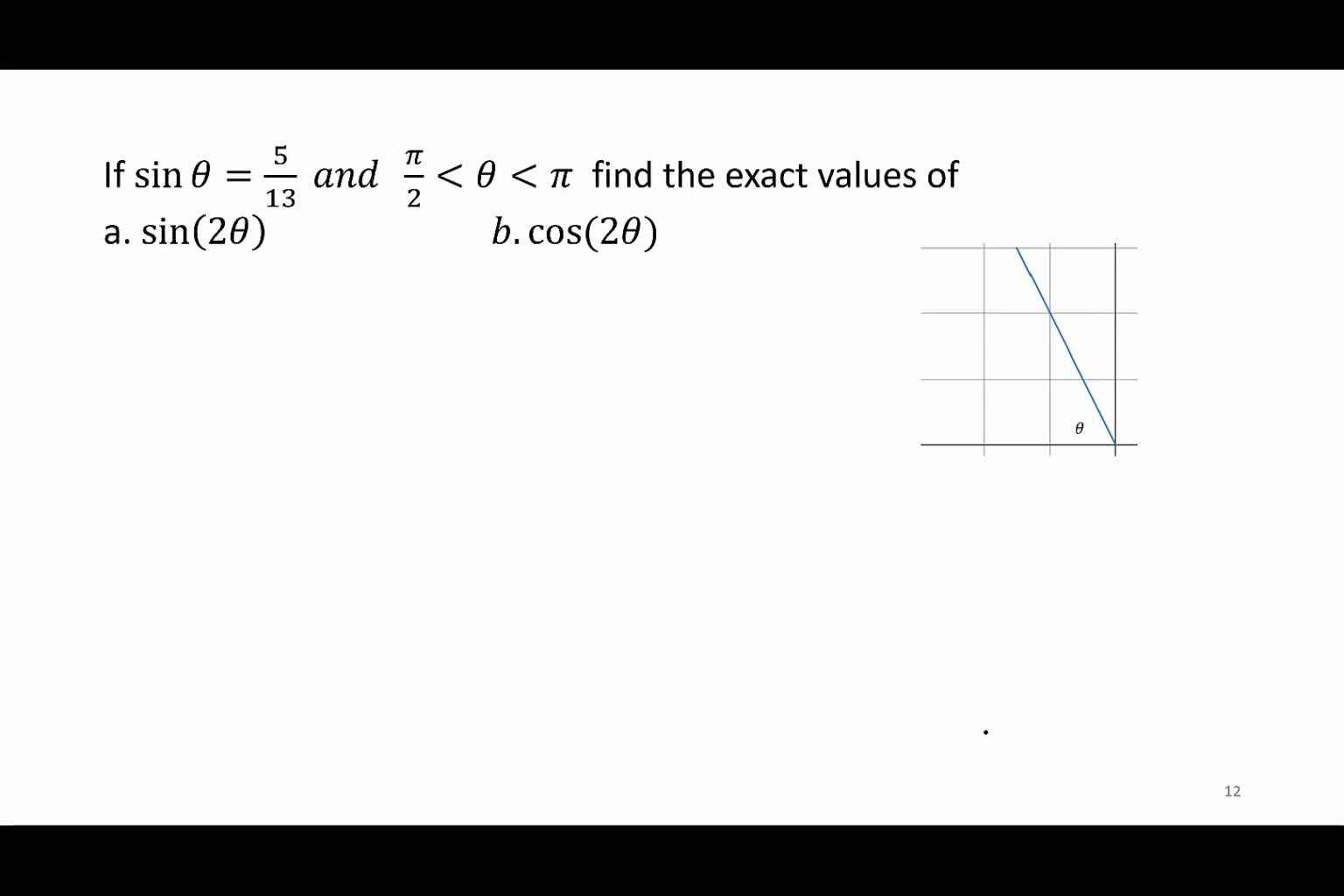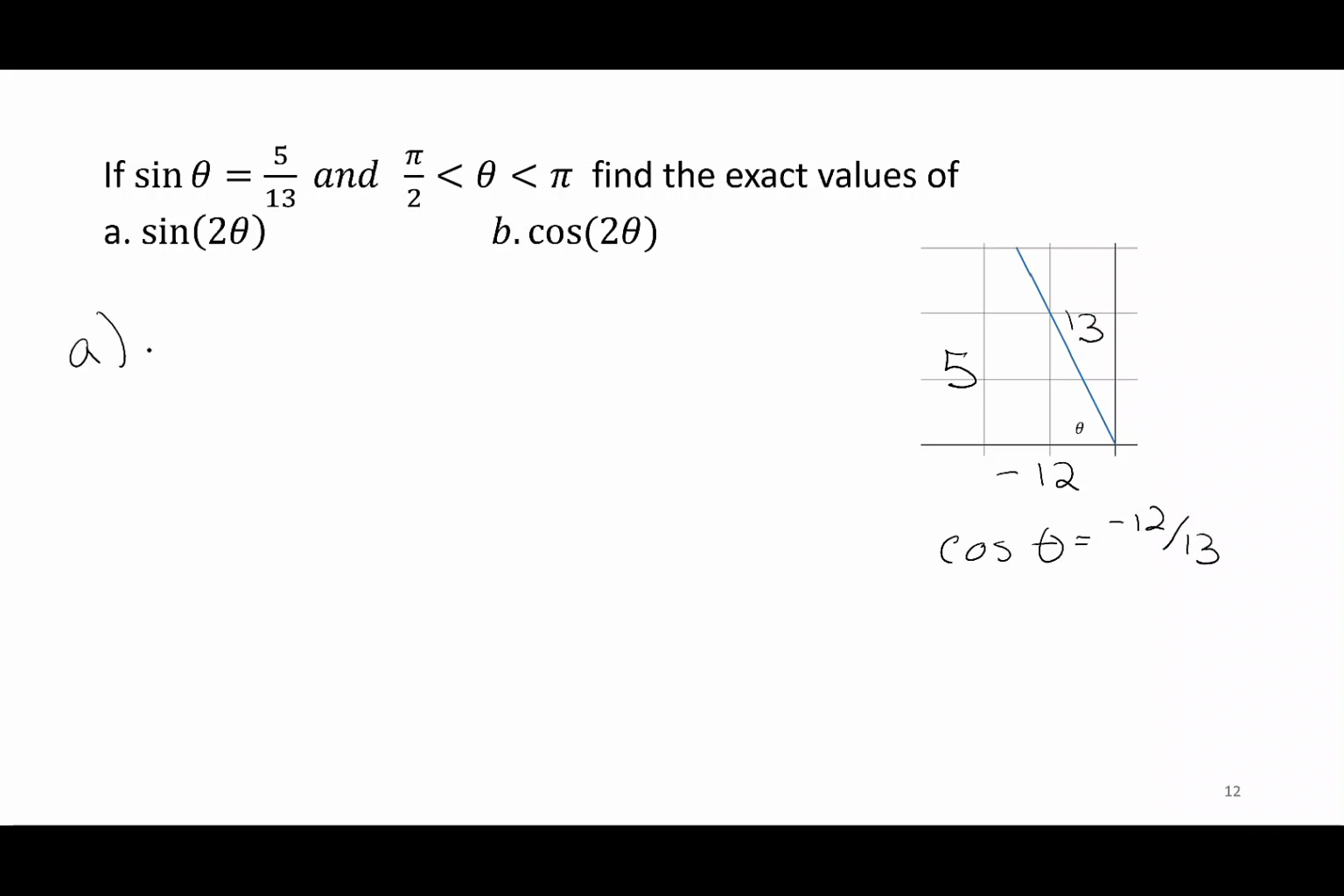So when I put in my value of 5 over 13, I put a positive 5 for the opposite, a positive 13 for the hypotenuse, and I want to put a negative 12 for the adjacent. 5, 12, 13 is a really common Pythagorean triple that I hope you recognize by now. If you don't, you can always use the Pythagorean theorem to find our missing adjacent side. Now that we have our three sides, we can say that the cosine of theta is negative 12 over 13.